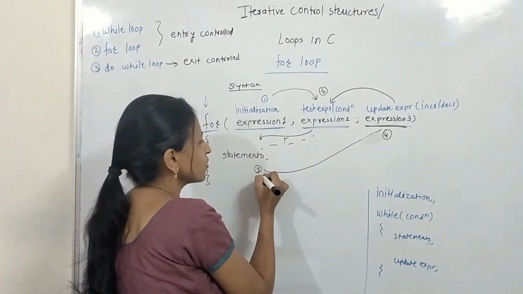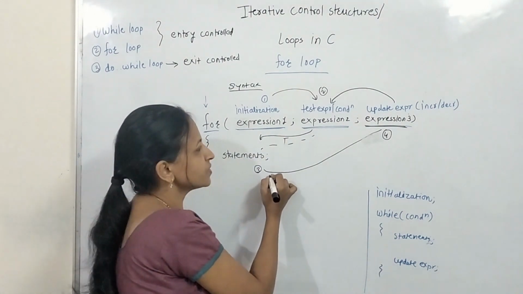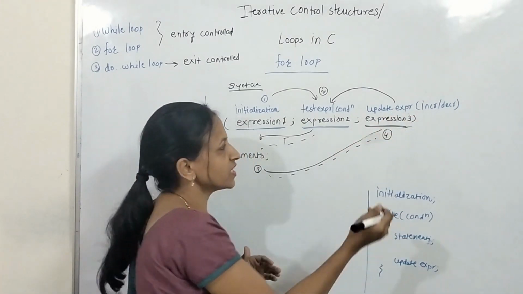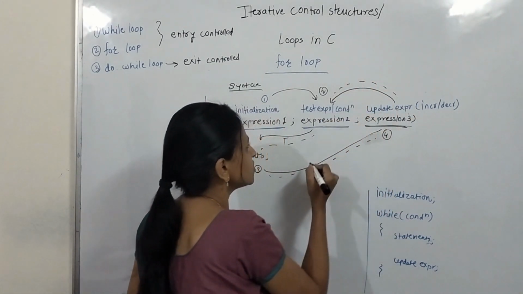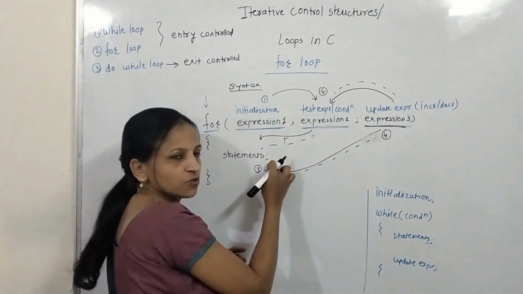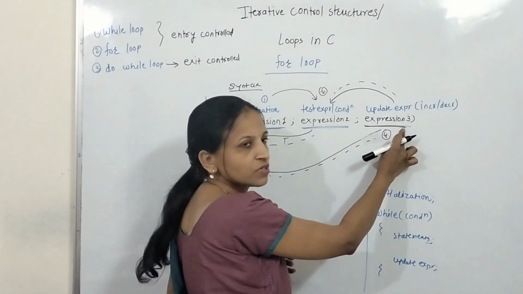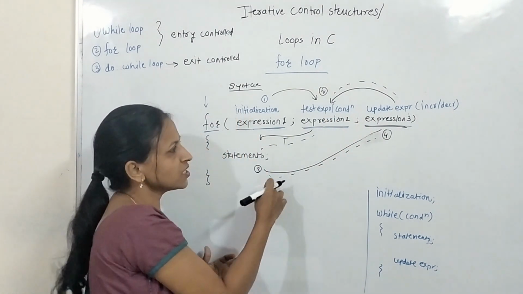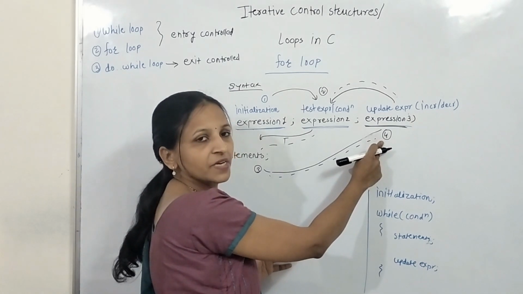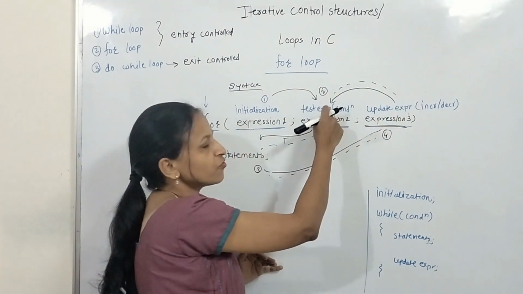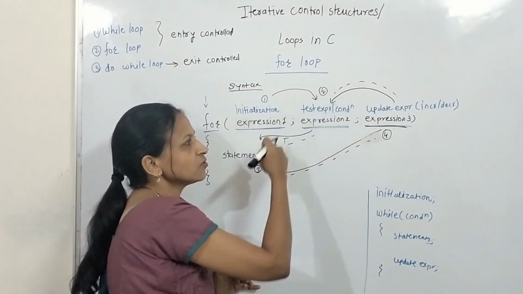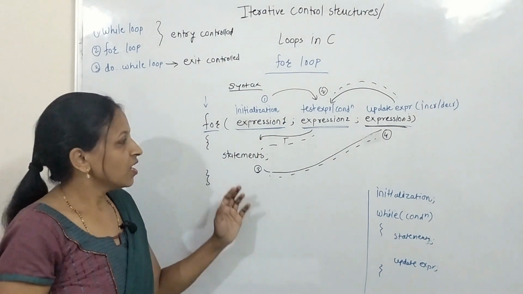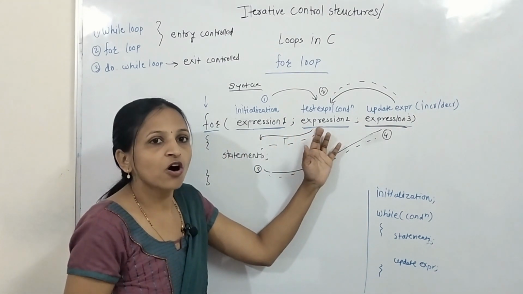After execution of these statements, again the test expression will get resolved, again the update expression will get resolved, and again we check the condition. If it is true, again do this, and again update the value of the counter. Again check the condition, and if it is true, again execute the statements. This is a cycle that continues till the condition becomes false.